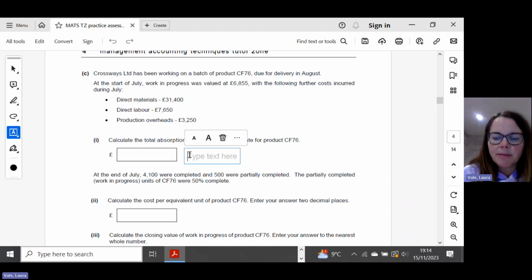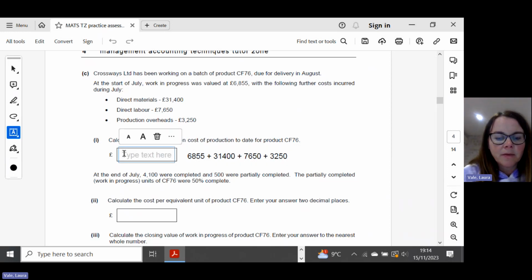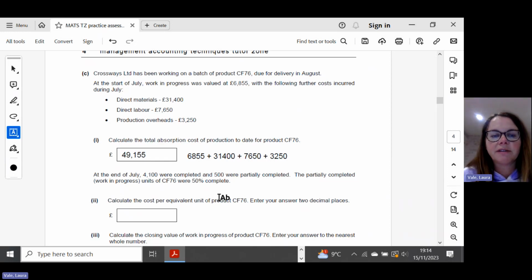So that's simply going to be all of them added together. So the cost that we'd already incurred, plus the extra materials, plus the extra labour, plus the production overheads. So if we add all of that lot together, we should get 49,155.